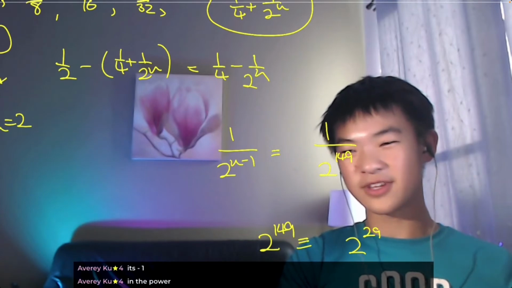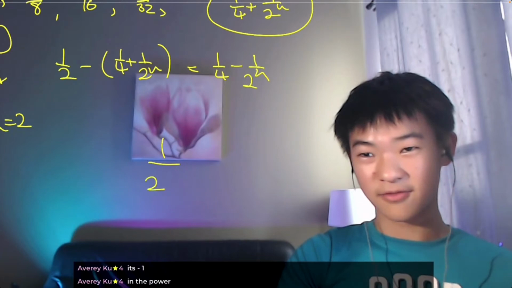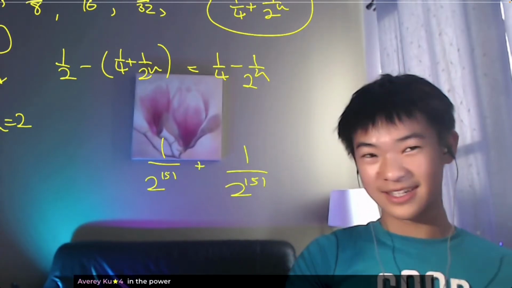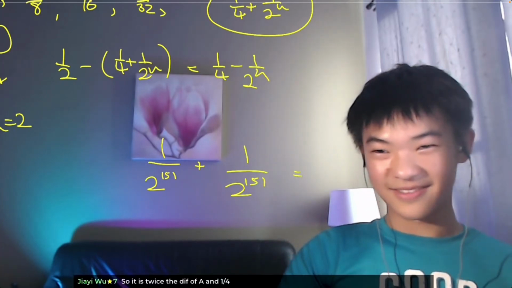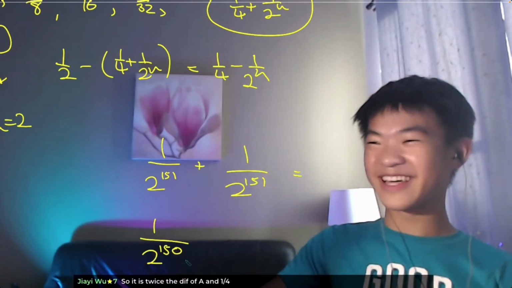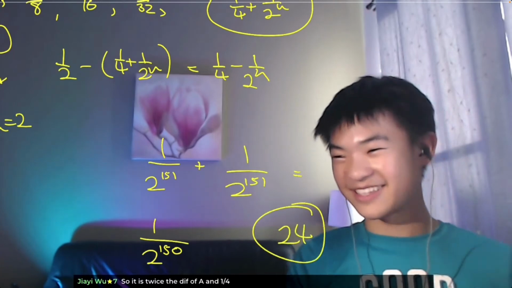So on move 150, what we're trying to do is 1/2 to the power of 151 plus 1/2 to the power of 151. Yeah, we messed up the shifting a little bit. So this is 1/2 to the power of 150. And I'm not going to do that again. But yeah, the answer is 24. And y'all know why.